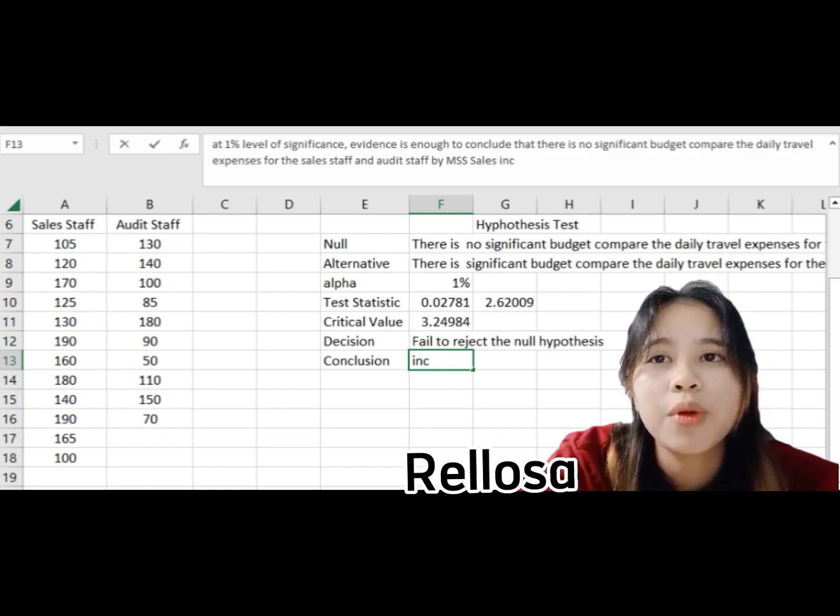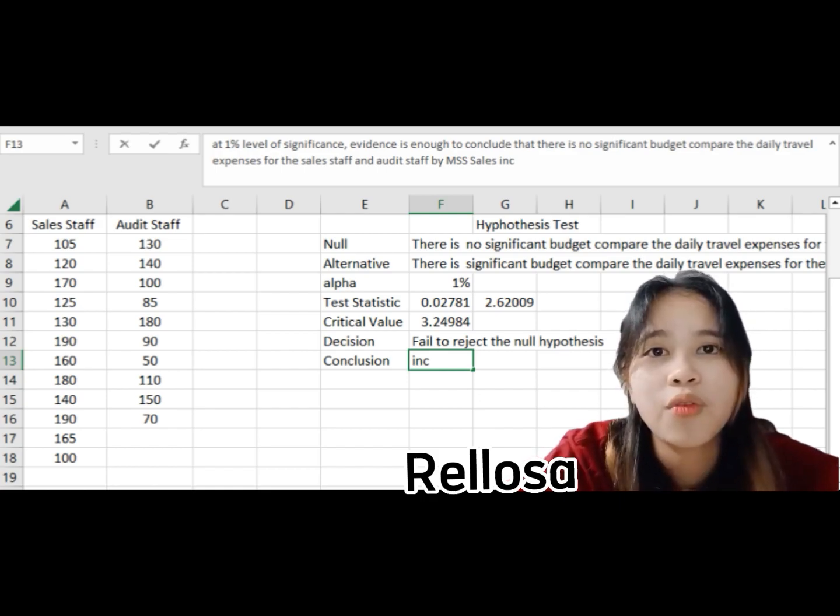And that's how we compute the statistical hypothesis testing on Excel. It is very easy once you get the hang of it.